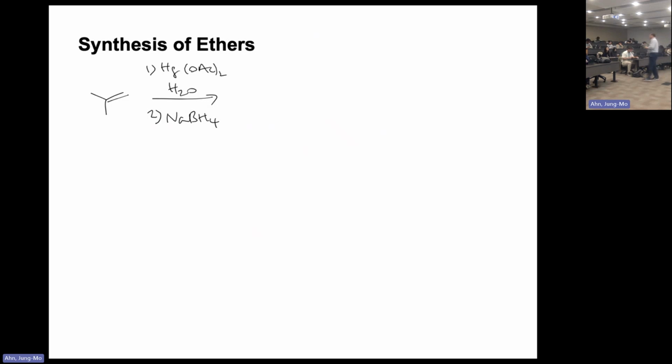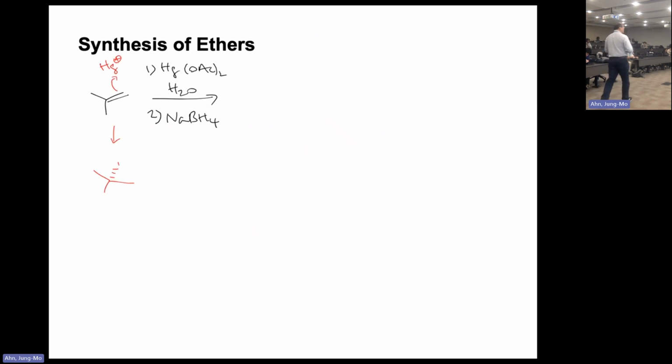Synthesis of ether has been discussed in different parts of the chapters that we have discussed already. There could be more, but let me summarize some of them. Let's say you have a double bond, and then you could do something like this. You treat it with mercuric diacetate in a little bit of water.